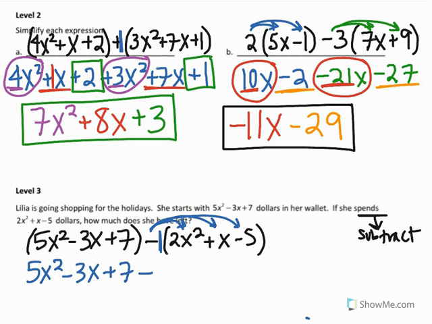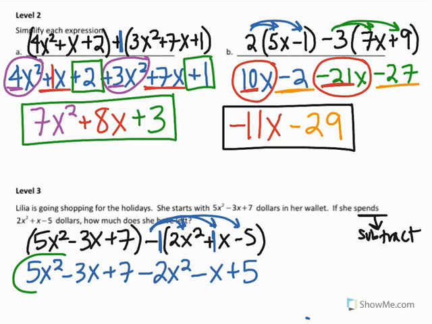So negative 1 times 2x squared is going to give me negative 2x squared. Negative 1 times positive 1x is going to give me negative x, and negative 1 times negative 5 is going to give me a positive 5.